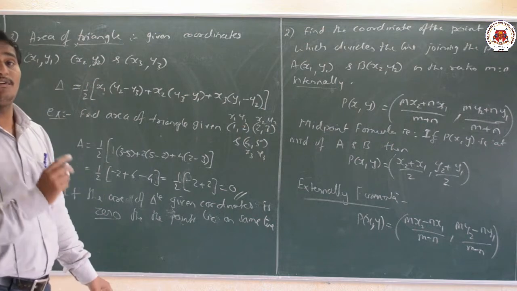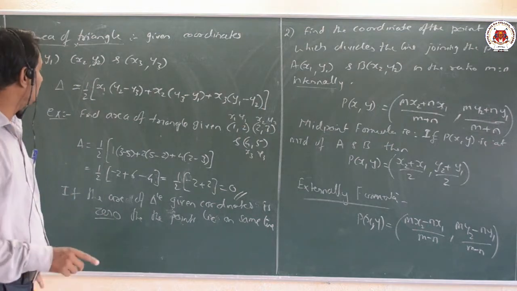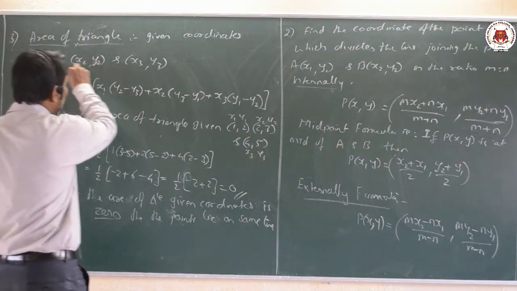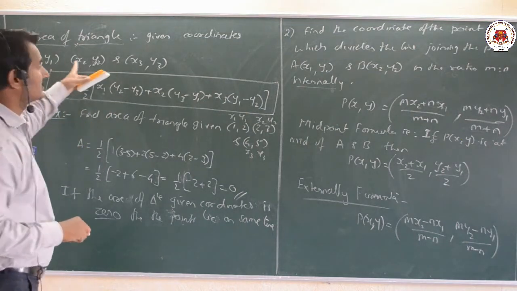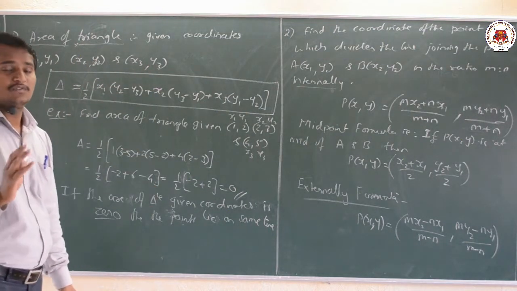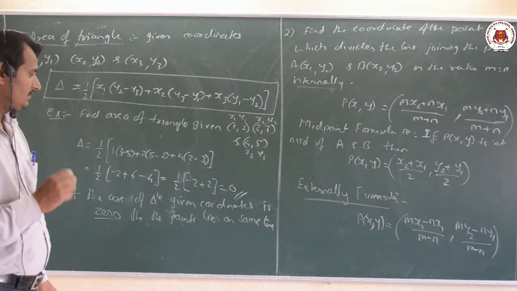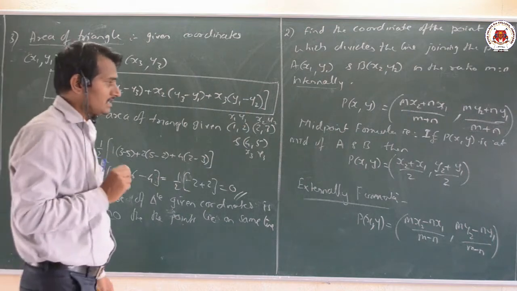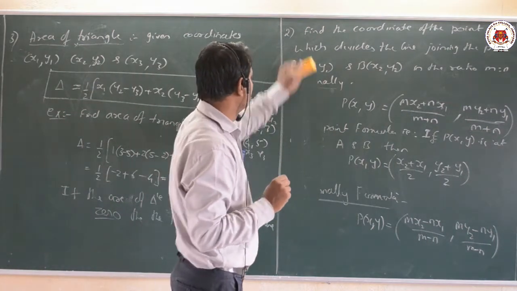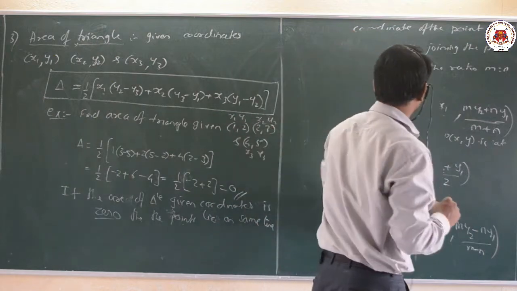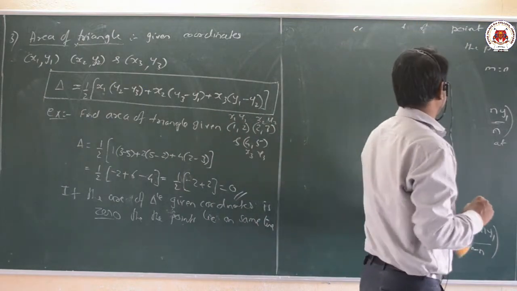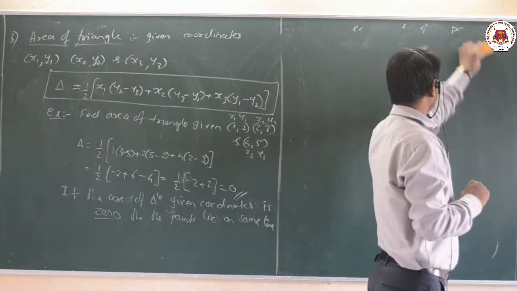Collinear means three points lie on the same line. If the determinant value is 0, then we say that these three points lie on the same line. If not, we can easily find the area of the triangle. Let us take one more simple example, dear students, related to this particular area of the triangle. That is a very simple thing that we shall look at.